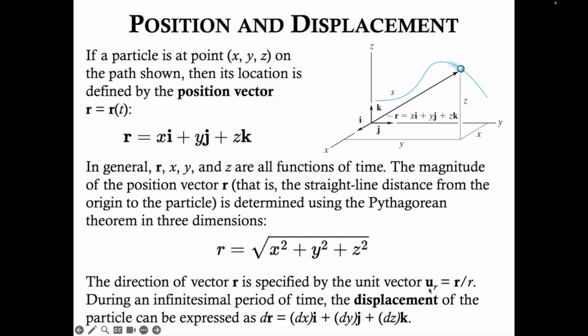Notice the details here. U is in bold. It is a vector, and imagine it with the vector arrow symbol above it. Subscript r to represent the unit vector for this vector r in particular. During an infinitesimal period of time, the displacement of the particle can be expressed as dr equals dx i hat plus dy j hat plus dz k hat.